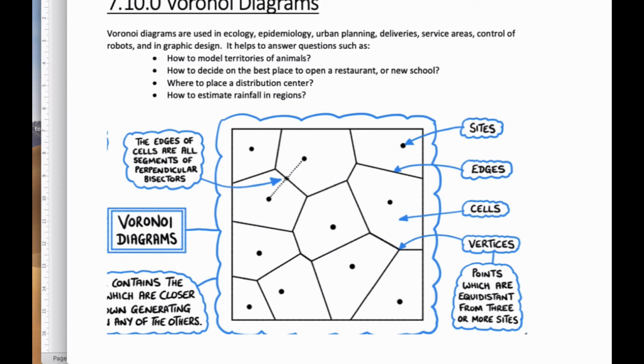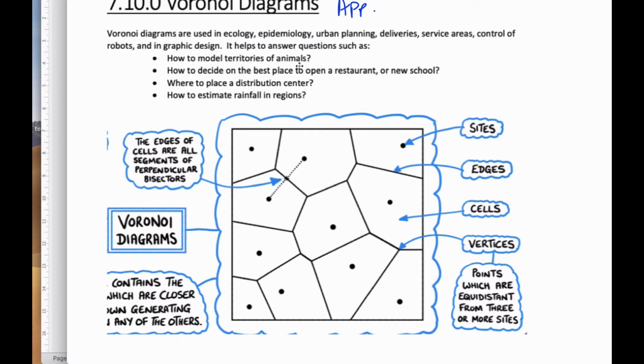Okay, it's Mr. Rops here, and today we're going to talk about Voronoi diagrams. And these are actually new to the applications math class, and so I've just been learning about them too. I've never actually studied them before, but they're really cool. And they're used for different scenarios like this.